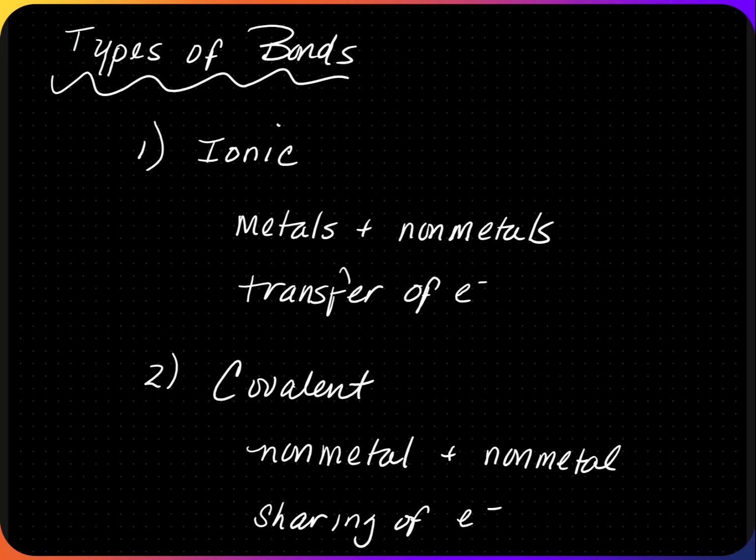As we learned in the previous chapter, there are two main types of bonds. Ionic bonds are between metals and nonmetals, and exist by transferring electrons. The cation donates, the metal donates. That's why it becomes positive. The nonmetal accepts, becomes an anion, and becomes negative. The second type of bond is the covalent bond, which is between a nonmetal and a nonmetal, formed by sharing electrons. And the sharing of electrons is not always equal, as we learned through electronegativity.